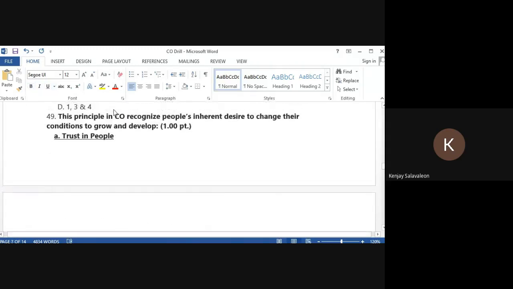This principle, CO recognizes people's inherent desire to change their conditions to grow and develop. So we're talking about the principle of community organizing. So, ano ba yung mga principles? Let me just read to you the existing principles. Okay. We have 13 principles. All right. First is trust in the people. Second, start where the people are. Third, the responsibility to direct change lies with the people and not with the practitioner. 4, avoid raising expectations and false hope of the people.